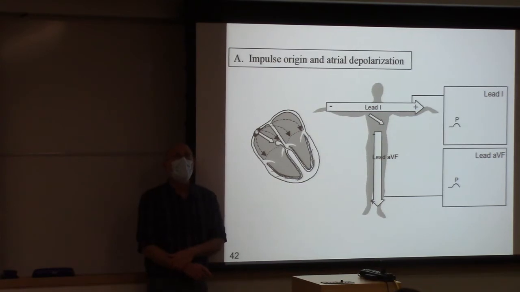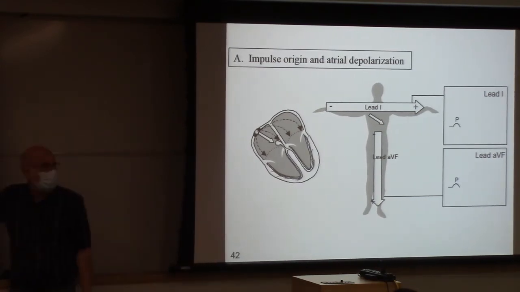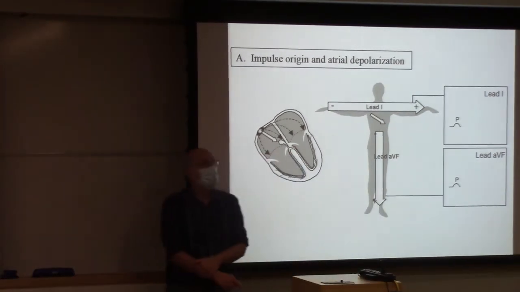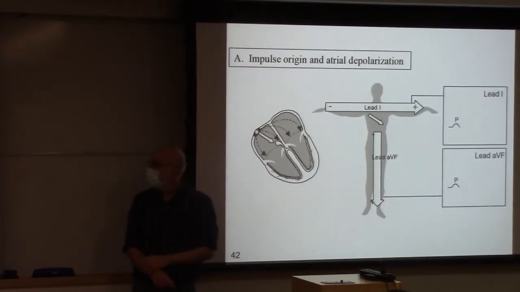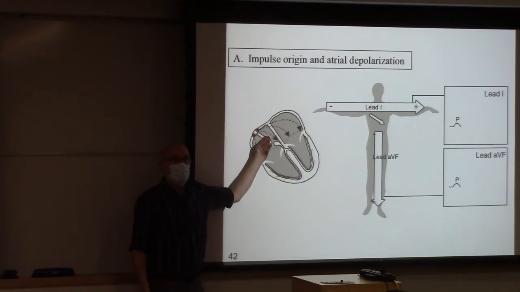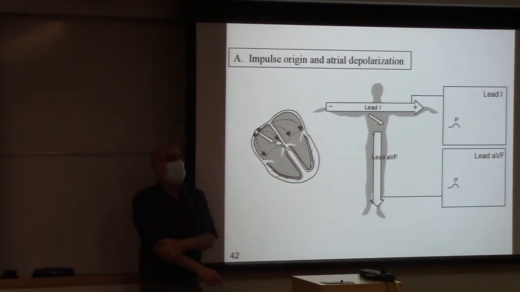Which lead is going to give a negative P wave? Sophie? Lead 1? No, lead 1 gives a positive P wave. Oh. Right there. Lead AVR. Lead AVR is anti-parallel to this vector. So the P wave would be negative in AVR.